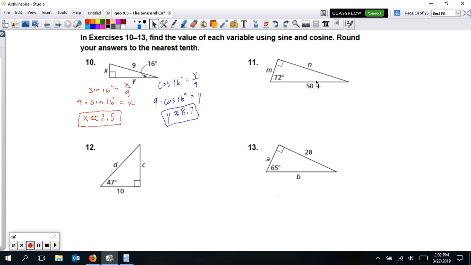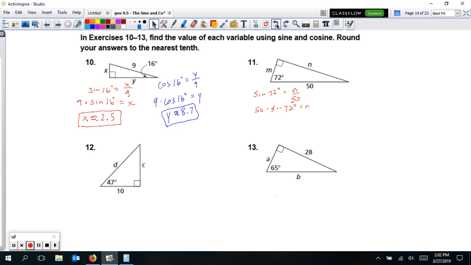So 11, we're looking at 72 degrees here, and we're trying to find m and n. So we can find the opposite of 72 is n, and our hypotenuse there is 50, opposite the right angle, that's our hypotenuse. So we can use sine for the opposite to find the n. So sine of 72 degrees is going to be n over 50. And then we're just going to multiply both sides by 50 again, just like we saw before.